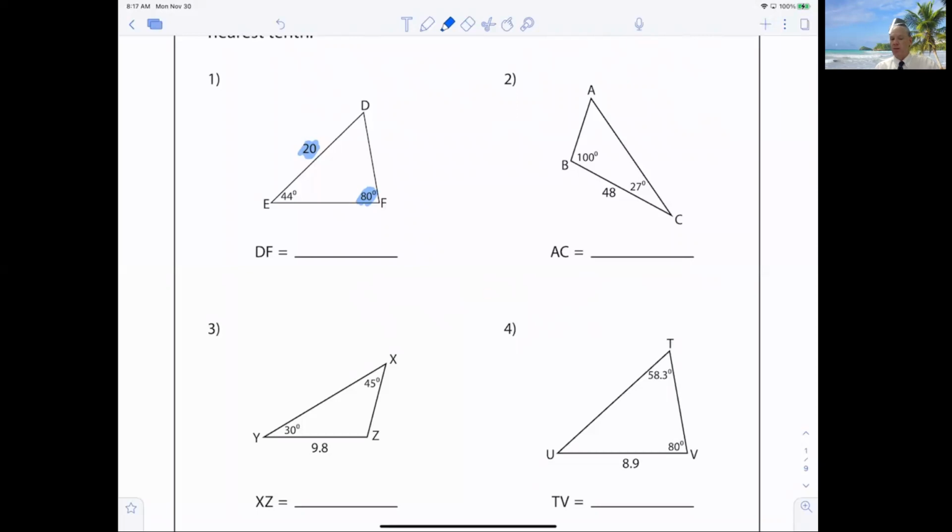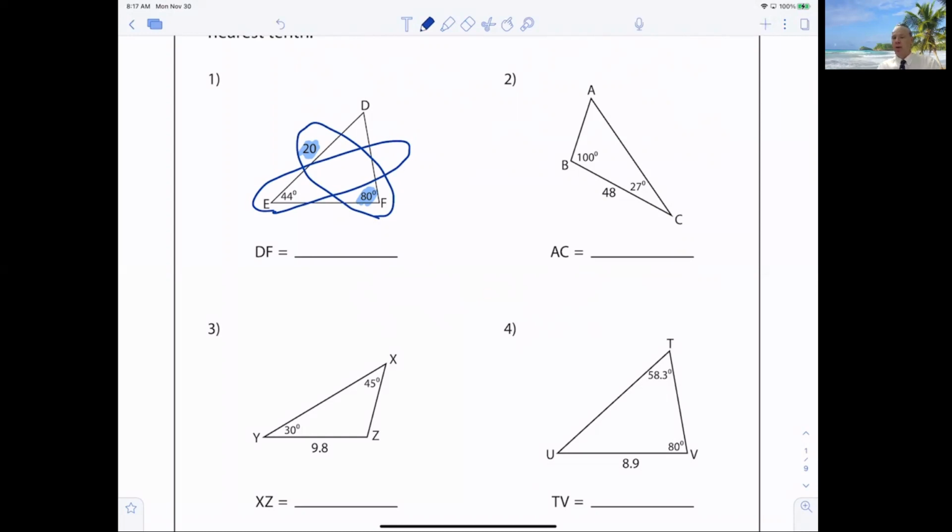So that's the relationship. Once I see this right here, and I have this angle measure right here, I know I'm going to be solving for DF. But can I find angle D here? Yes. All I have to do is add them up and subtract from 180. Does everybody agree with that?